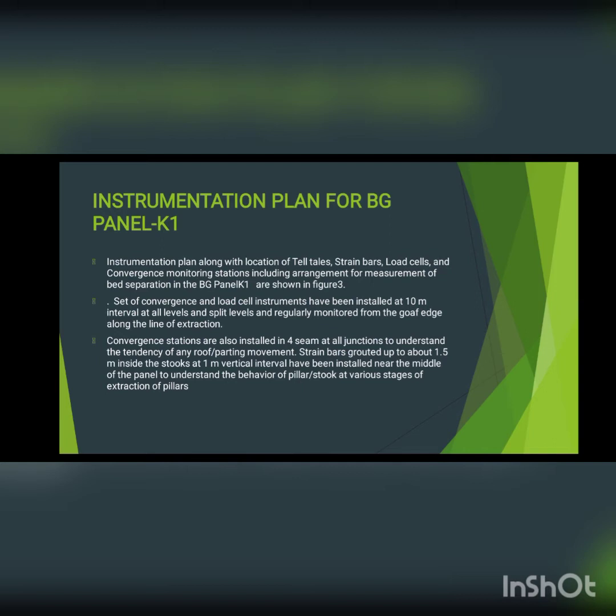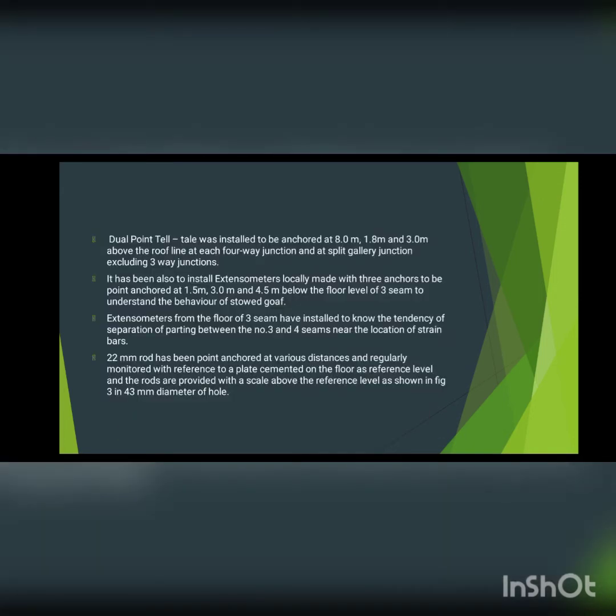And convergence stations are also installed in the fourth seam at all junctions to understand the tendency of any roof or parting movement. Strain bars grouted up to about 1.5 meter inside the stooks at 1 meter vertical interval have been installed near the middle of the panel to understand the behavior of the pillar or stook at various stages of extraction of pillars. So this is all about that.